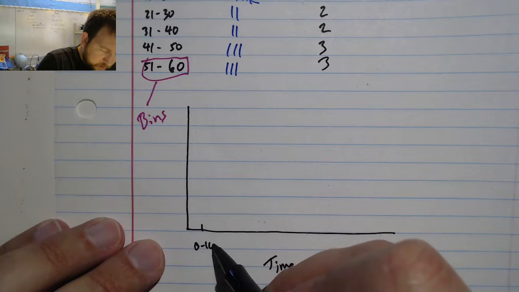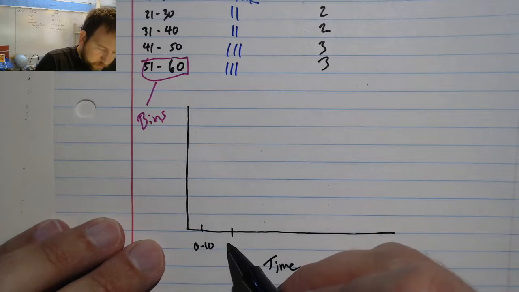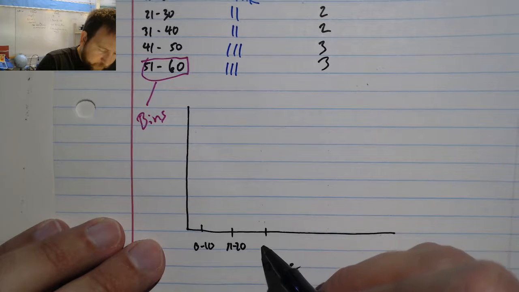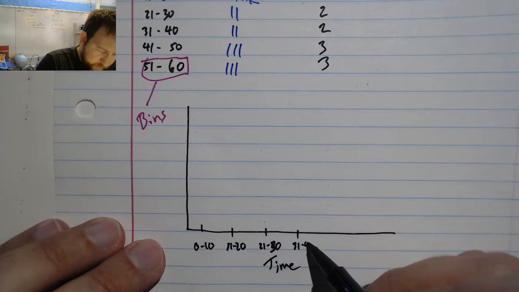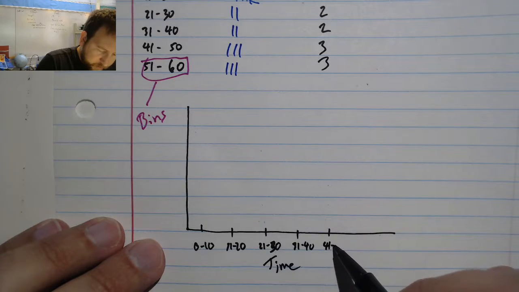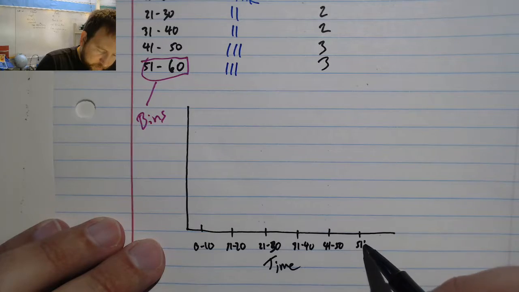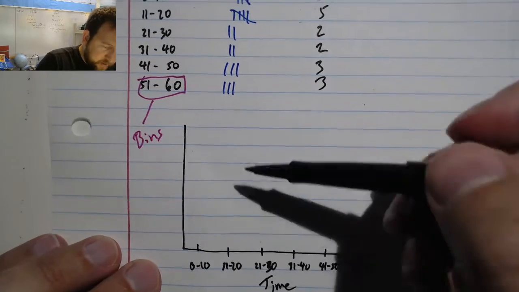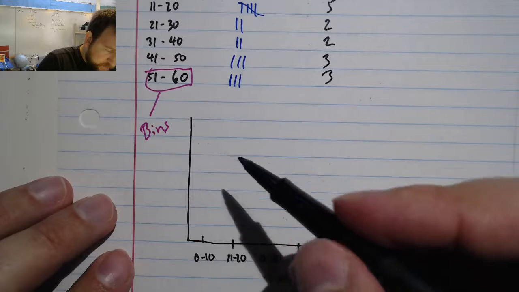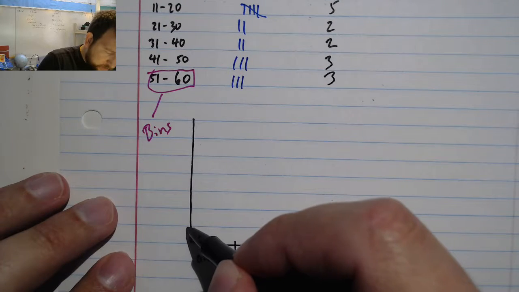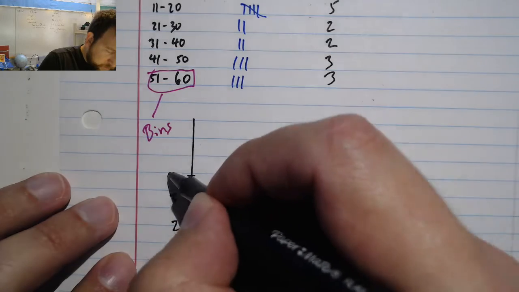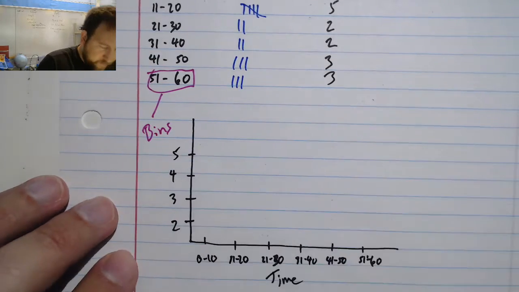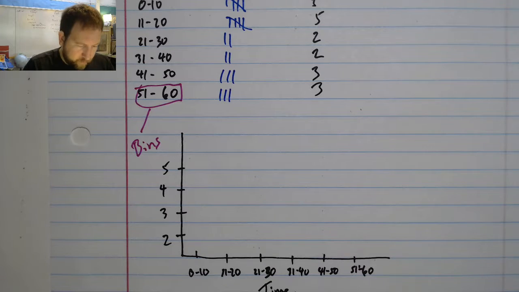I'll do 0 to 10, 11 to 20, 21 to 30, 31 to 40, 41 to 50, and 51 to 60. And then here, I'm going to go from 2 to 5. So I'll probably start here with 2, 3, 4, 5. Okay. Let's do some building.